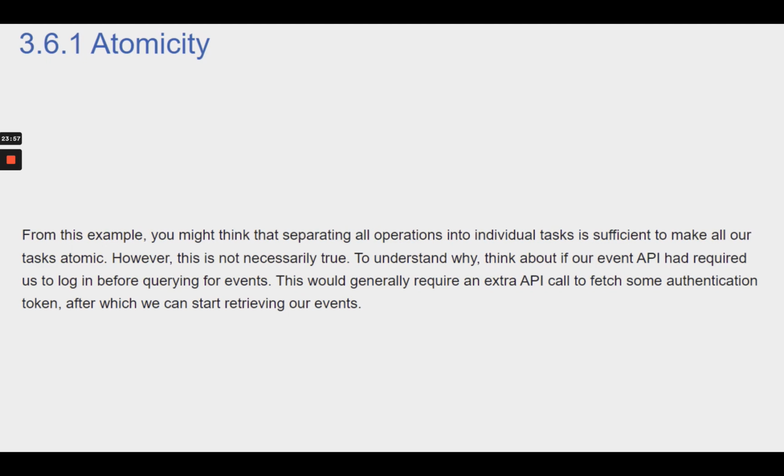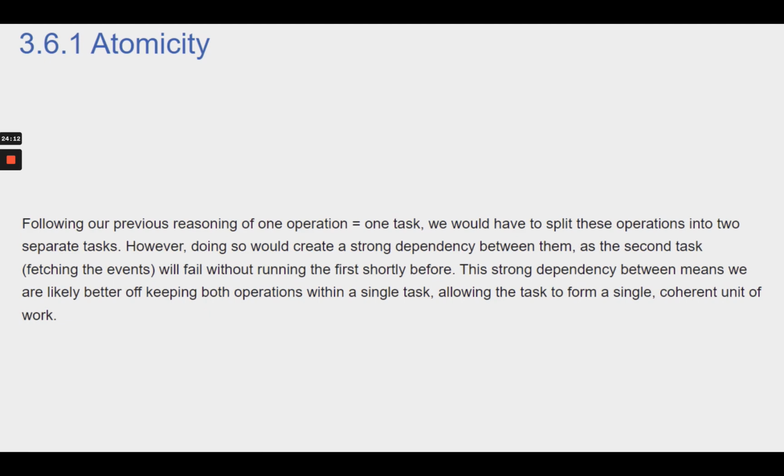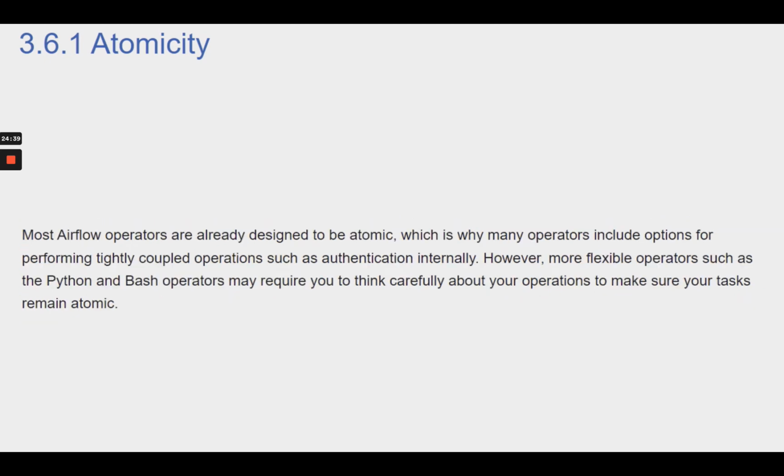To understand why, think about if our event API had required us to log in before querying for events. This would generally require an extra API call to fetch some authentication token, after which we can start retrieving our events. Following our previous reasoning of one operation equals one task, we would have to split these operations into two separate tasks. However, doing so would create a strong dependency between them, as the second task, fetching the events, will fail without running the first shortly before. This strong dependency means we are likely better off keeping both operations within a single task, allowing the task to form a single, coherent unit of work.